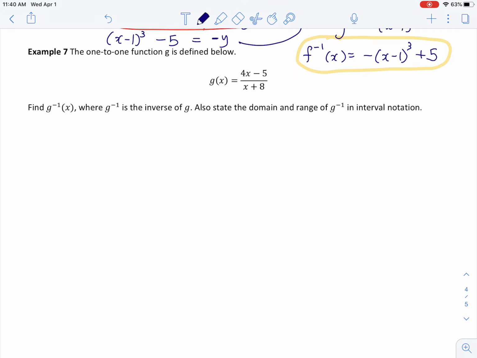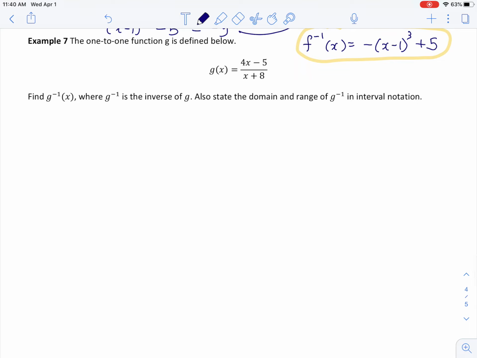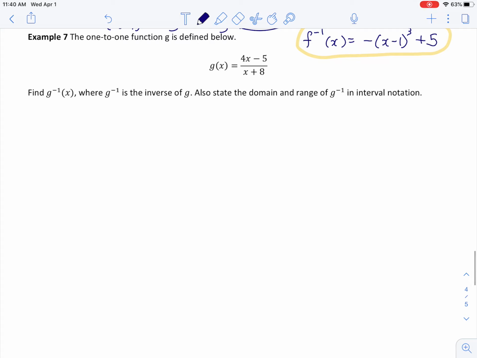All right, let's try example 7. This will be the last one in this video, but I'll ask you to try a problem, okay? And then I'll come back and do the page that I just skipped. Now, one-to-one function g is defined below. Oh, this is going to be very interesting. I love this problem. I will ask you to try something similar to this.